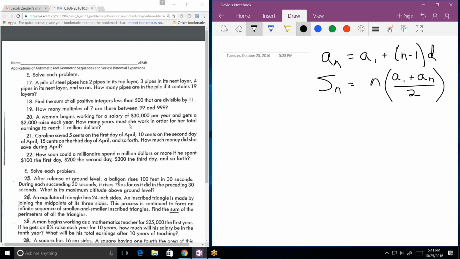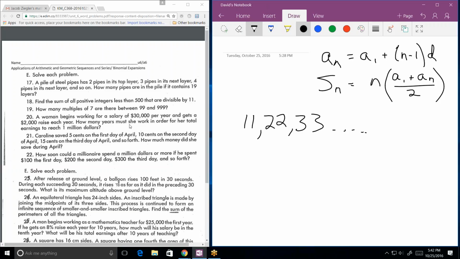So let's look at 18. Find all the positive integers less than 500 that are divisible by 11. Well, if I start drawing that sequence, that's our sequence, right? Yeah.